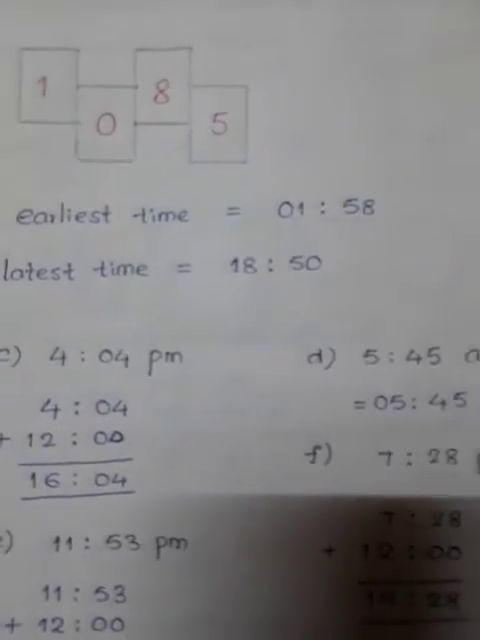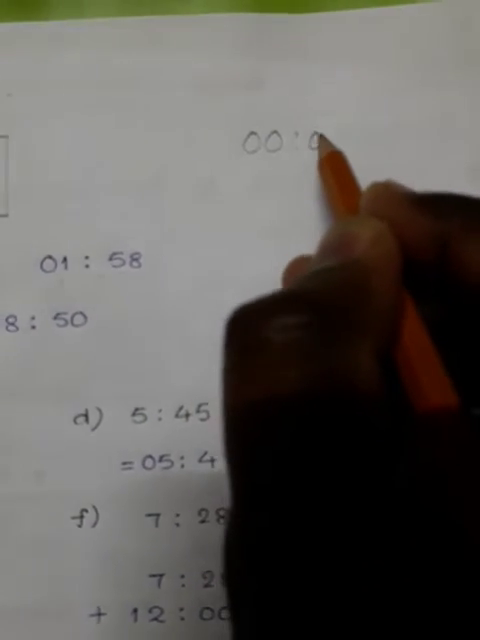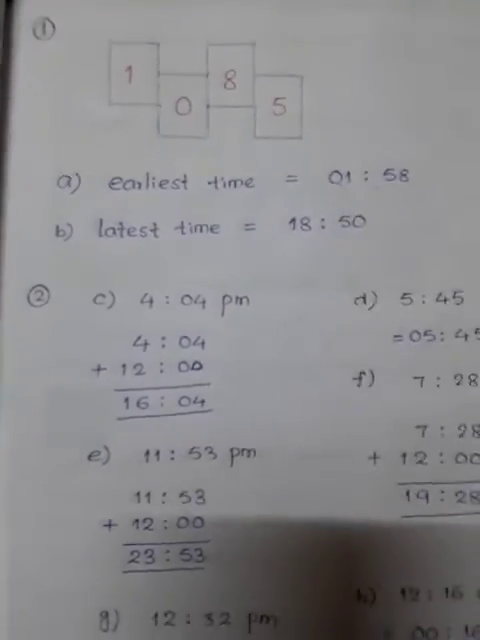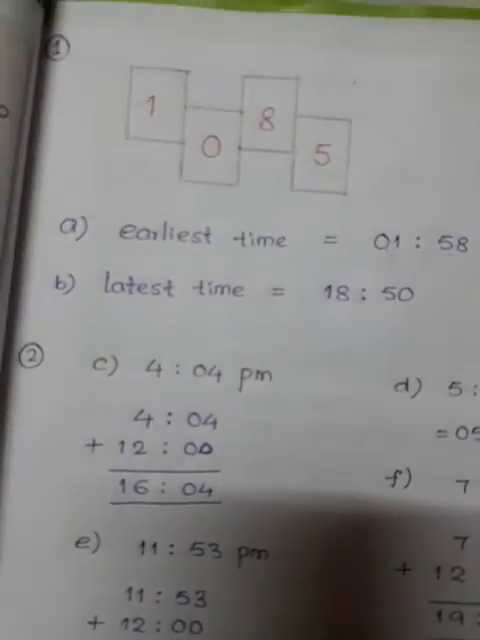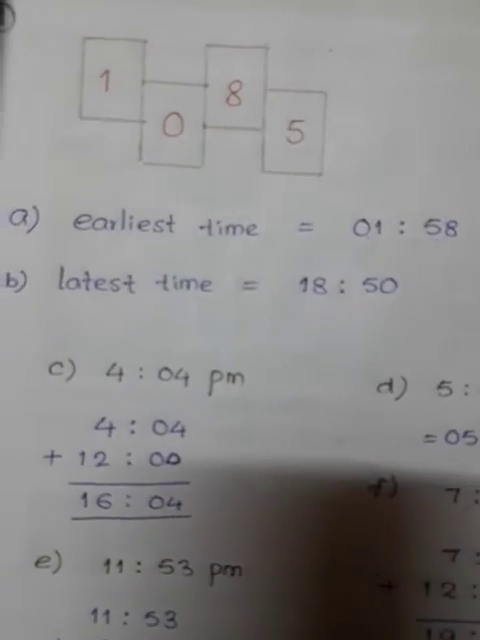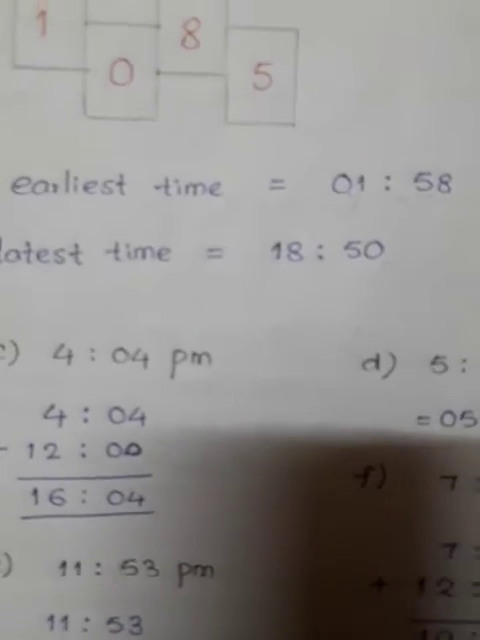The day starts from 00. In the last class I explained to you that the day starts from all zeros because this is midnight. Understand? So it is 01:58, midnight 1:58. This is the earliest time. Now the latest time. Which is the latest possible here? In a 24 hours clock, we don't have 2 as the first digit here, but 18. 18 is in the evening. So the latest time is 18:50.